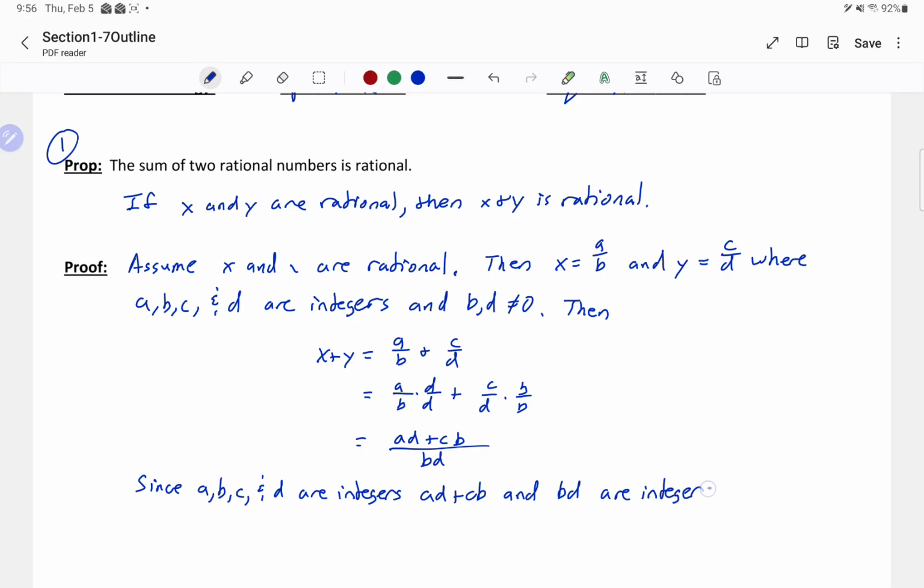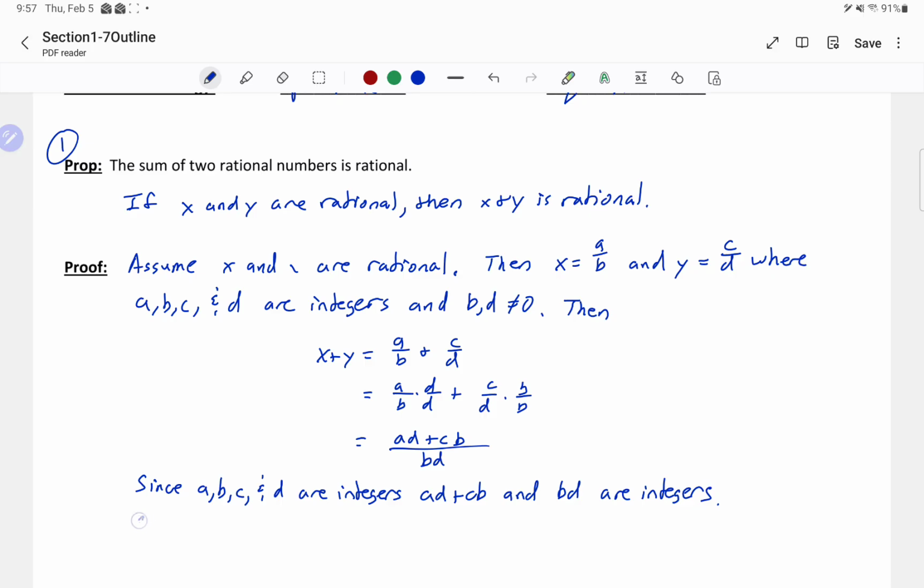So I've written x plus y as an integer over an integer. But there's one other condition, right? I've got integer over integer. So we need to state that BD is not 0. And why is BD not 0? Because B and D, neither one is 0, right?